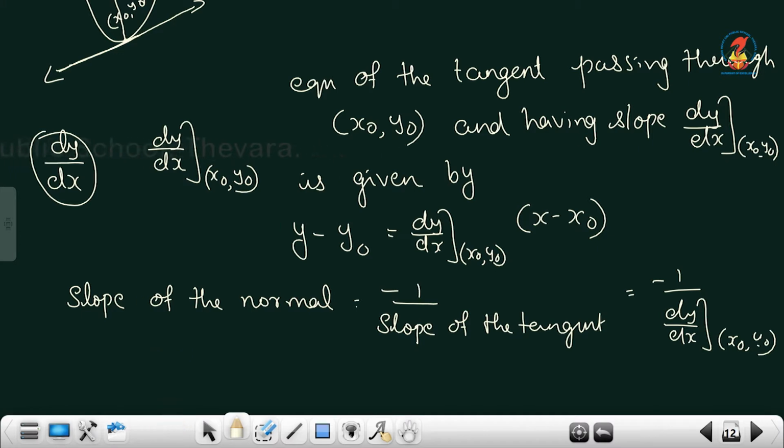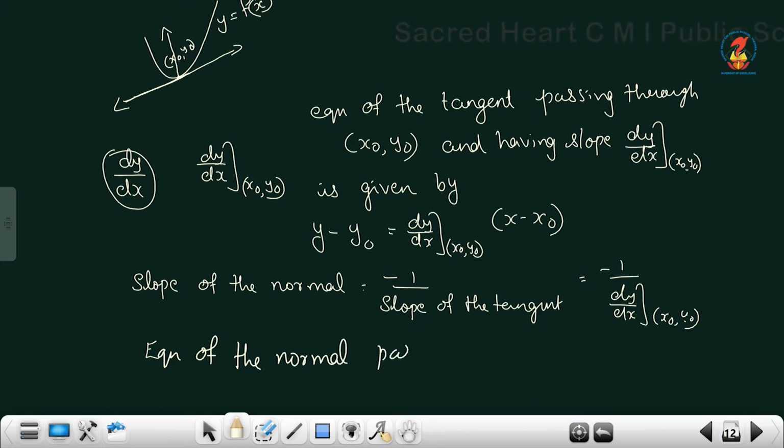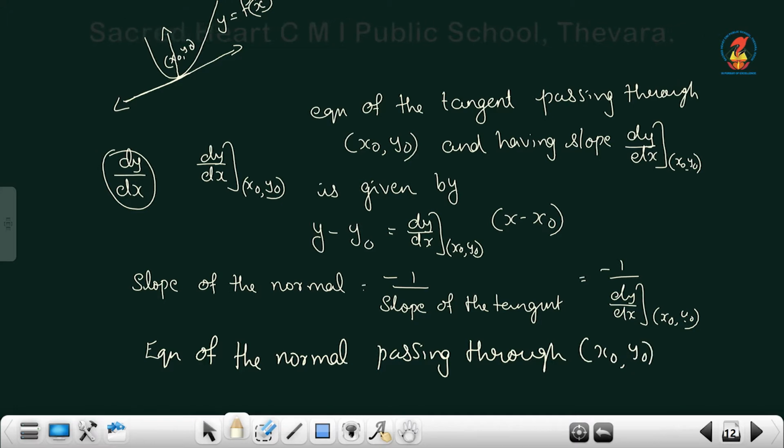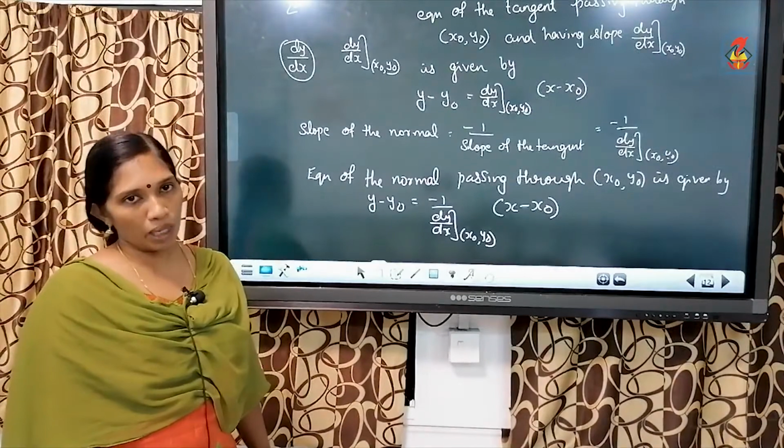So, can we write the equation of the normal? This normal also, look at the figure, is passing through the point x0, y0. So, we can write the equation of the normal, passing through x0, y0, given by y minus y0 is equal to minus 1 by dy by dx at x0, y0 into x minus x0. So, using derivatives we can find the equation of tangent and normal.